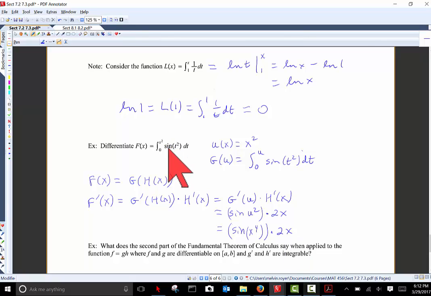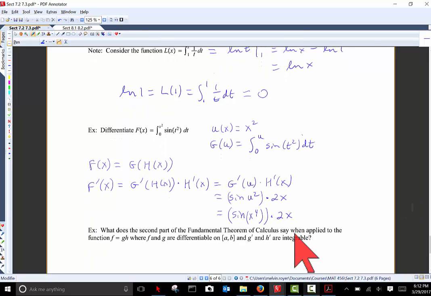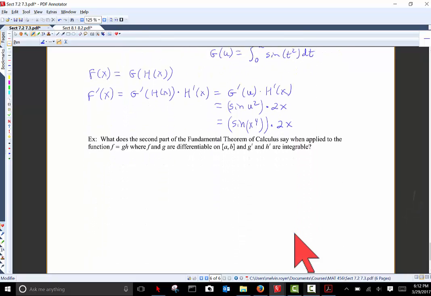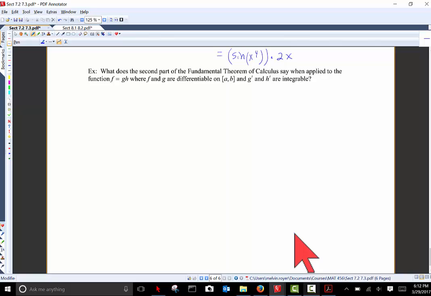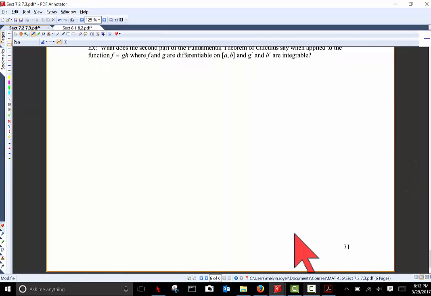And you can play other games, as shown in some examples in the text, where various things are done to these limits of integration. You can use this procedure to unravel it, take the derivative of the individual pieces, and then put the thing back together. I'll skip the example at the bottom. So that is all that I wanted to say about the fundamental theorem of calculus.